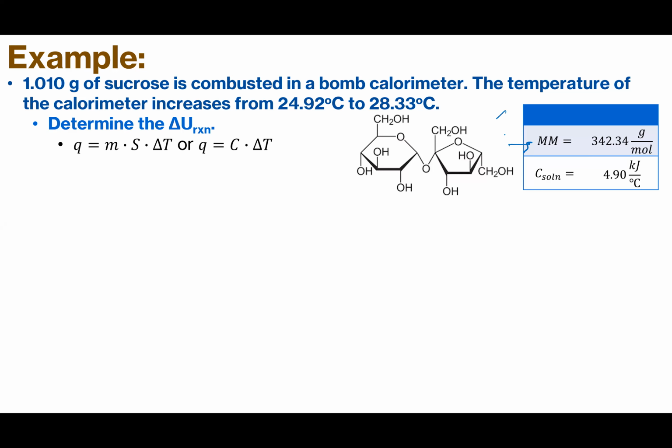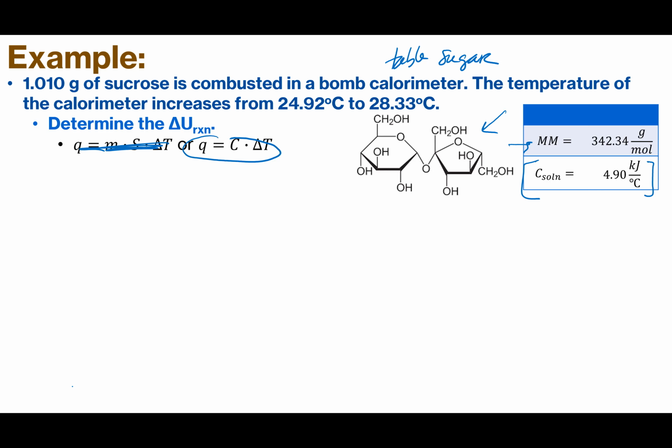Sucrose looks like this, just for reference. This is the same thing as table sugar. Right? All the sugar that you buy in a bag of sugar is sucrose. That's what we're talking about. And here is the heat capacity for this particular calorimeter for this experiment. Okay. So given heat capacity, we're going to be using this equation when we do it.